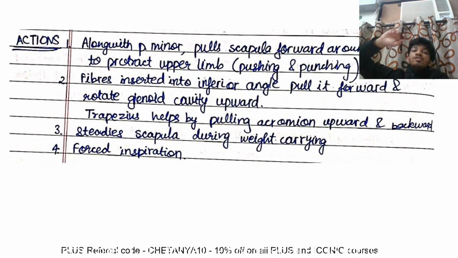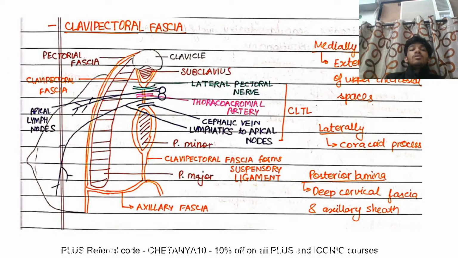The scapula moves forward along the lateral wall, right? So this scapula is moving forward. That is known as protraction of the scapula, protraction of the upper limb. If you remember boxer's muscle, you can easily remember pushing and punching. Then there are some fibers of the serratus anterior which are inserted into the inferior angle. We'll talk about those.